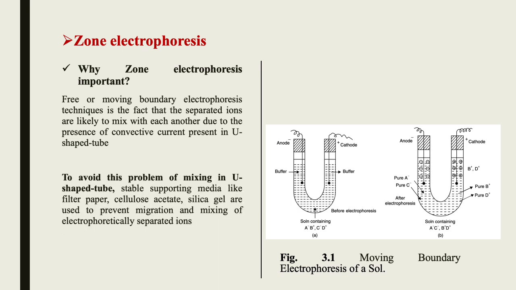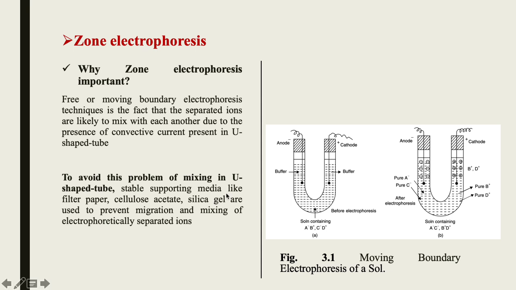So they come up with an idea to avoid this mixing problem: stable supporting media like filter paper, cellulose acetate or silica gel are used to prevent the migration and mixing of the electrophoretically separated ions. So they use one kind of filter paper that we will come to know here. They just put it in between so that the mixing of ions won't happen.